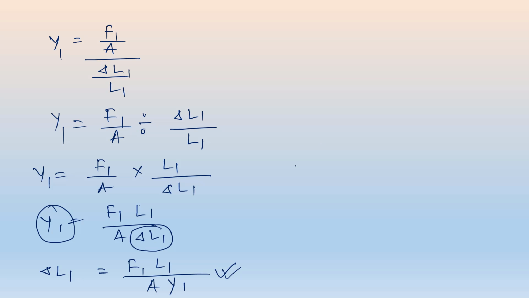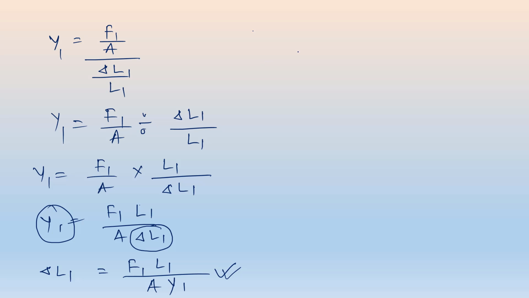I hope maximum of the students are scared after watching that equation. A lot of ones are there. Why have I written those ones? Because there are two wires, one of steel and another of copper. If I write simply Y equals F by A divided by delta L by L, that will be confusing for the examiner to decide which one is for steel and which one is for copper. That's why I have written that one over here. But it's so easy, a simple mathematical calculation.